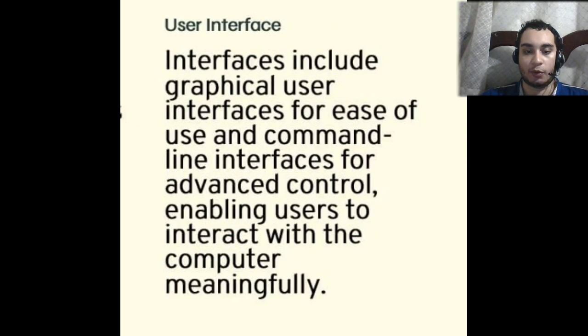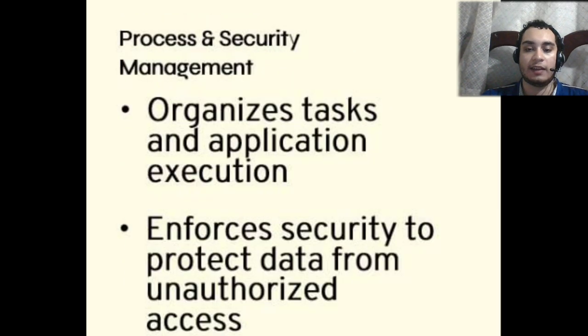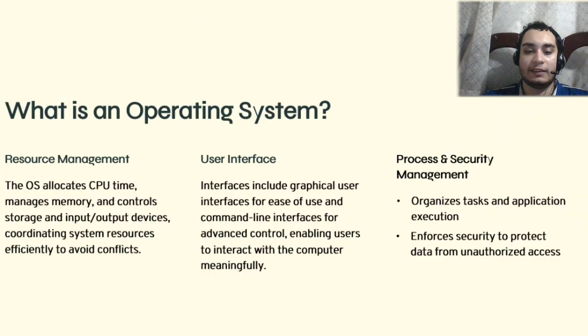User interface provides ways for users to interact with the computer, either through a graphical user interface (GUI) or command lines. Process management organizes and controls tasks and applications, ensuring that each gets the necessary resources without conflict. Security and access control protects data and system resources from unauthorized access.